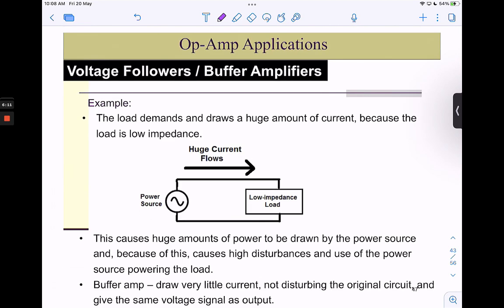However, the problem comes when the load demands and draws a huge amount of current, because the load is low impedance. Okay.